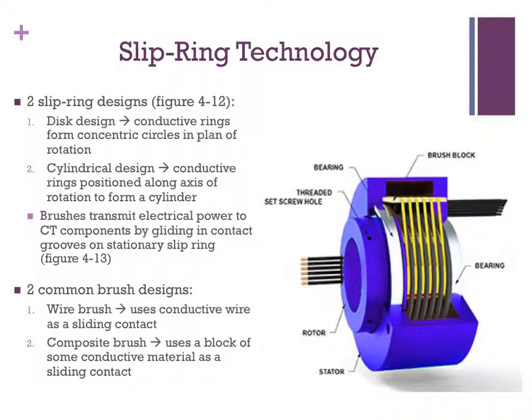There are two common brush designs with slip ring technology. There's the wire brush design and then the composite brush design. Regarding the wire brush design, this uses conductive wire as a sliding contact, and then the composite brush design uses a block of some conductive type of material as the sliding contact. And a brush usually consists of one or more wires arranged so that they function as a spring with a free end against the conductive ring. Sometimes, though, two brushes are used per ring to increase communication reliability or current carrying capacity.